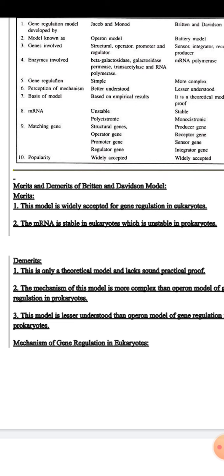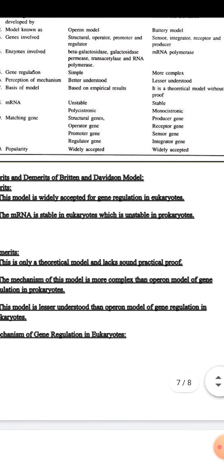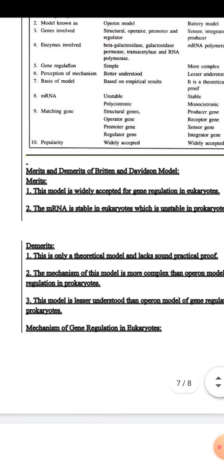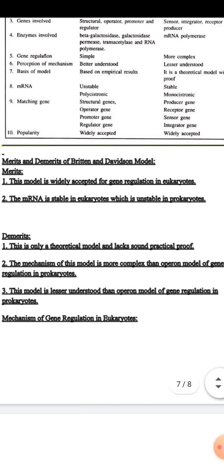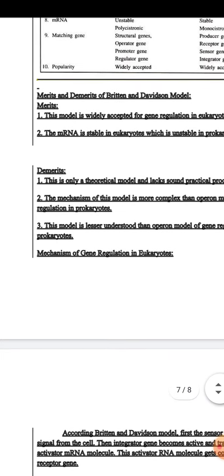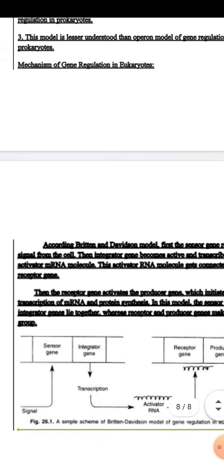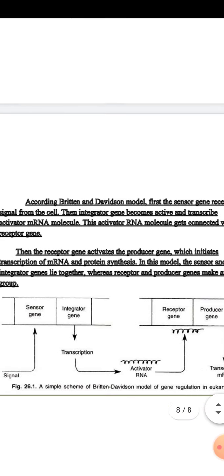This is only a theoretical model and lacks sound practical proof. The mechanism of this model is more complex than the operon model of gene regulation in prokaryotes. This model is less understood than the operon model of gene regulation in the prokaryotes. And lastly, the mechanism of gene regulation in eukaryotes.